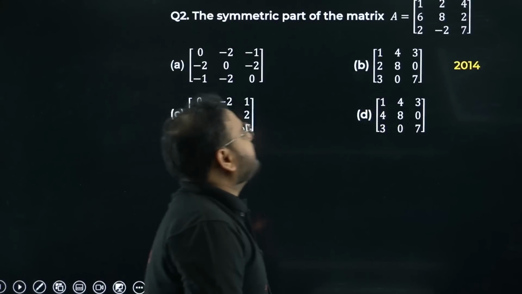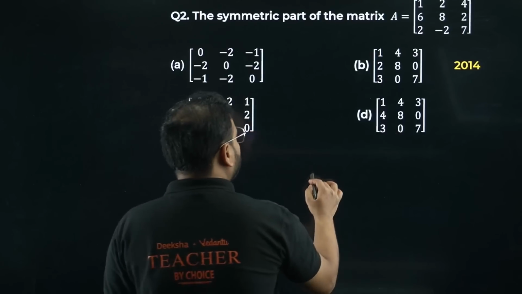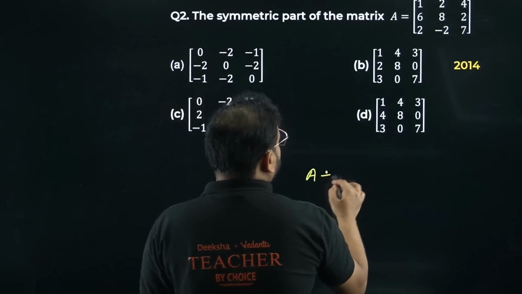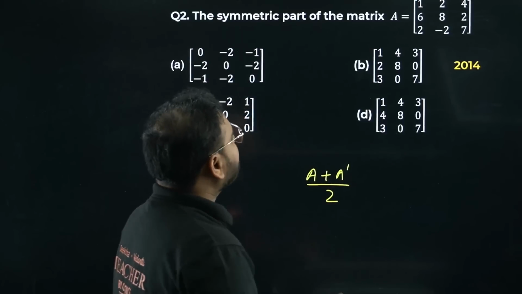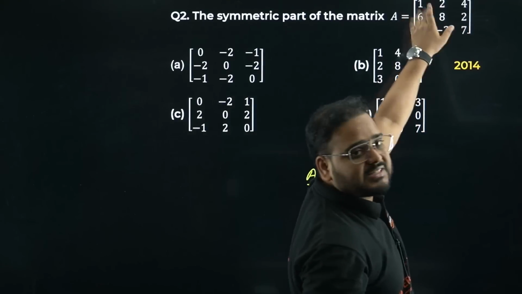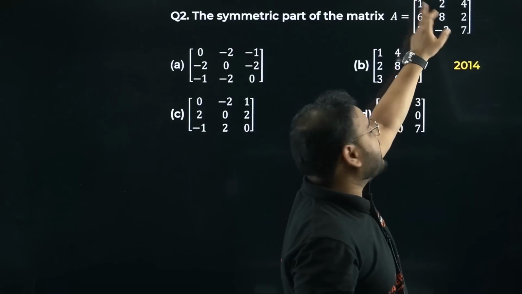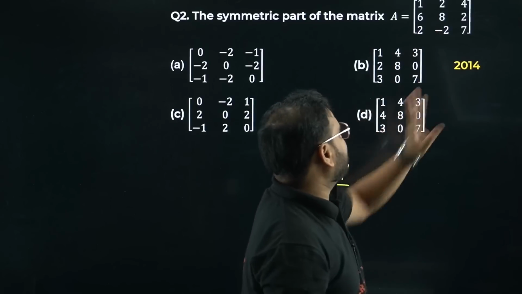Question number 2, symmetric part of the matrix A. Think about it. Symmetric part means we have to write A plus A dash by 2. Alright, now check it out. We know that the diagonal has to be the same, right, bacha? This 1, 8, 7 will remain the same, because you write 1 plus 1, 8 plus 8 and 7 plus 7 by 2. So 1, 8, 7 has to be there.